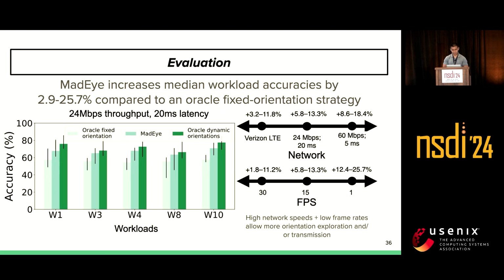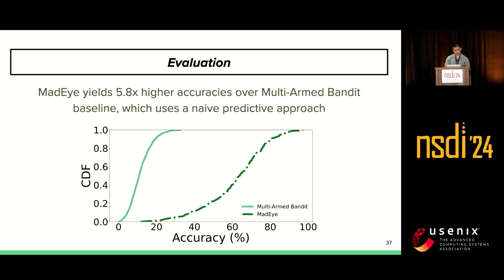We also evaluate at multiple different network speeds and frame rates, and we observe that at higher network speeds and lower frame rates, we're able to reap higher accuracy wins because we get more time to explore more orientations, and we're able to send more images to the server for inference. We also compare MadEye against a multi-arm bandit baseline due to our search problem framing. And we see that we're able to reap significant accuracy wins over this baseline, which uses a naive predictive approach solely based off of historical data. Whereas in contrast, MadEye also takes into account the current scene dynamics and scene content.